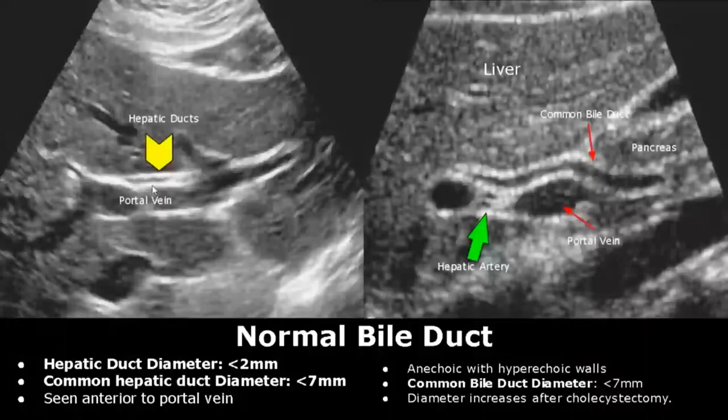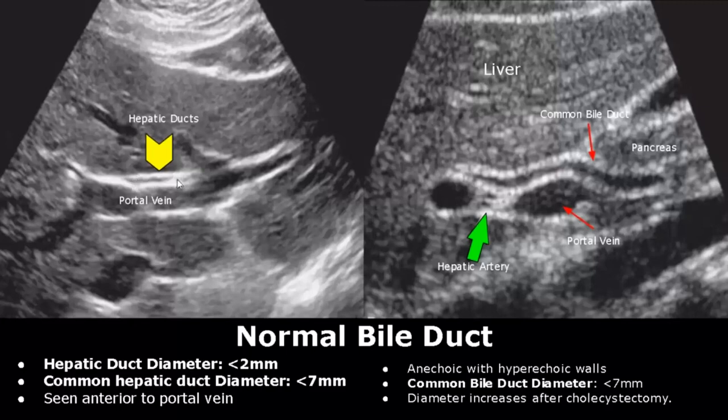Today we will study bile duct ultrasound. The main bile ducts that we will see are the hepatic ducts or intrahepatic bile ducts and the common bile duct. Here we can see the hepatic duct. It is anterior to the portal vein and is anechoic with hyperechoic walls.